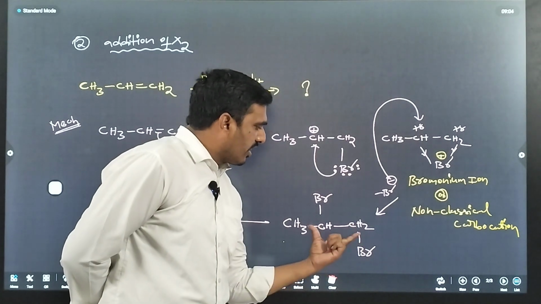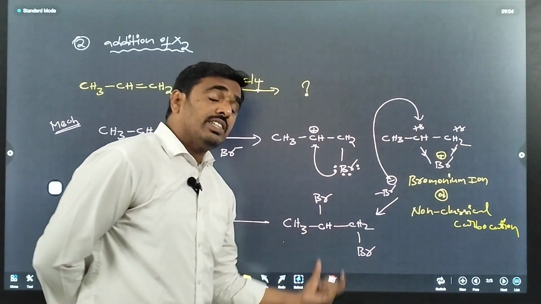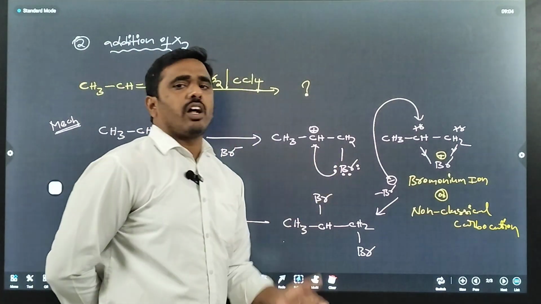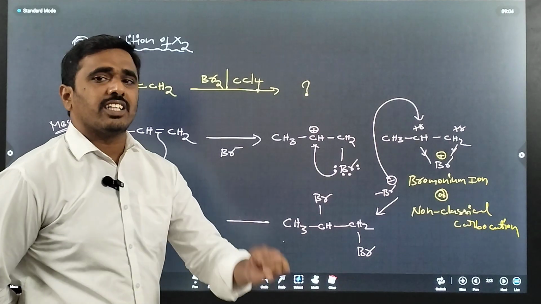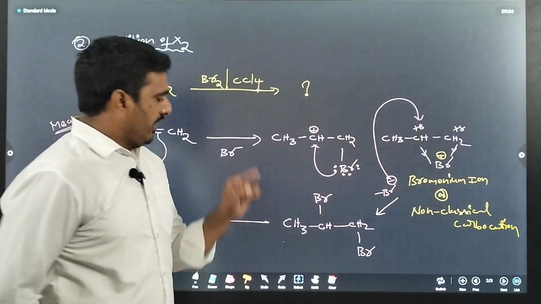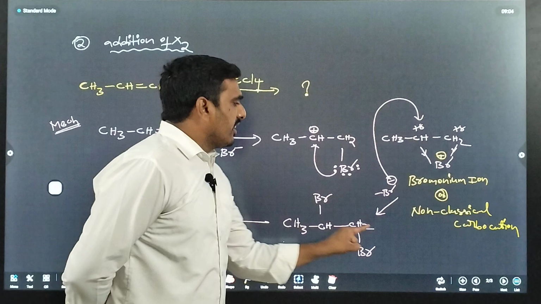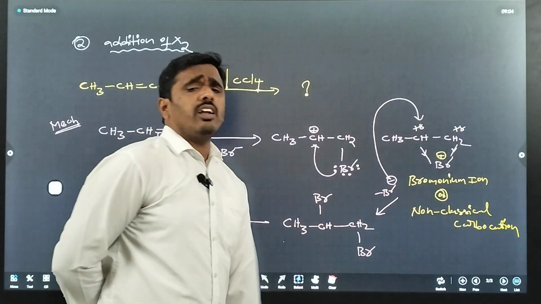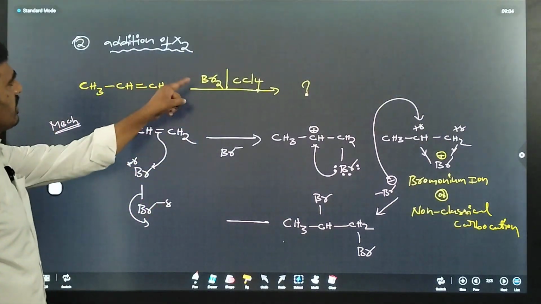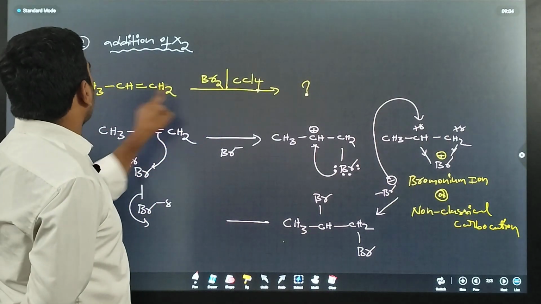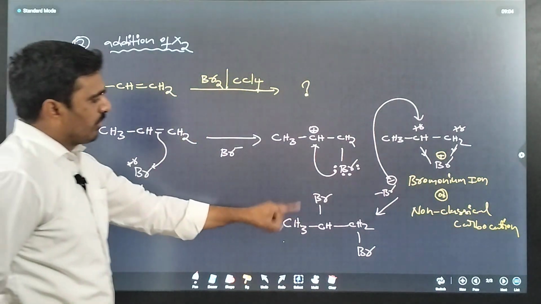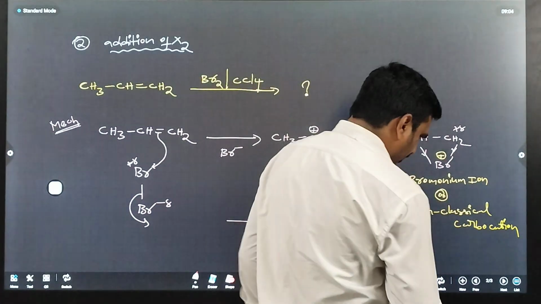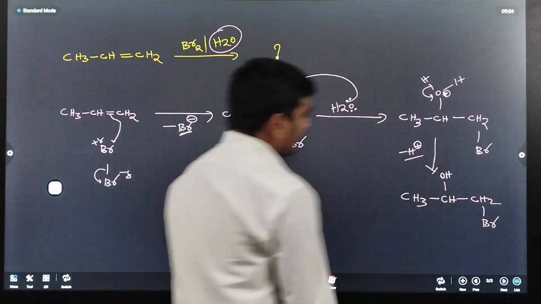This is one carbon, this is another carbon. So that's why this is a vicinal dihalide. If two halogen atoms are present on the same carbon, that is a geminal dihalide. If two halogen atoms are present on adjacent carbons, that is called vicinal dihalide. In the presence of non-polar solvent, alkenes react with halogen to produce vicinal dihalides.